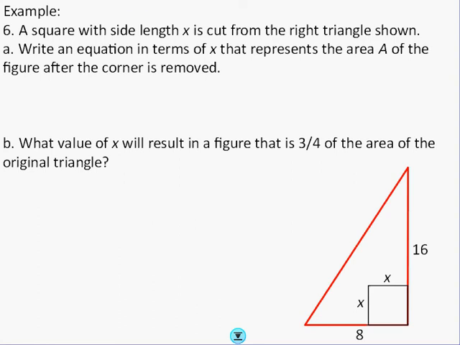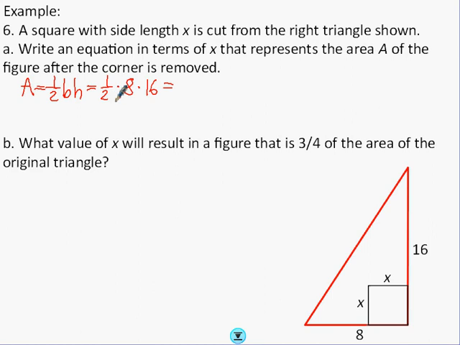Okay. Last example. A square with side length x is cut out of the triangle shown below. Write an equation in terms of x that represents the area of the figure after the square is removed. Well, first we're starting with a triangle, and I hope you remember that the area of a triangle is 1/2 base times height. In this situation, the base of the triangle is 8, and the height of the triangle is 16.